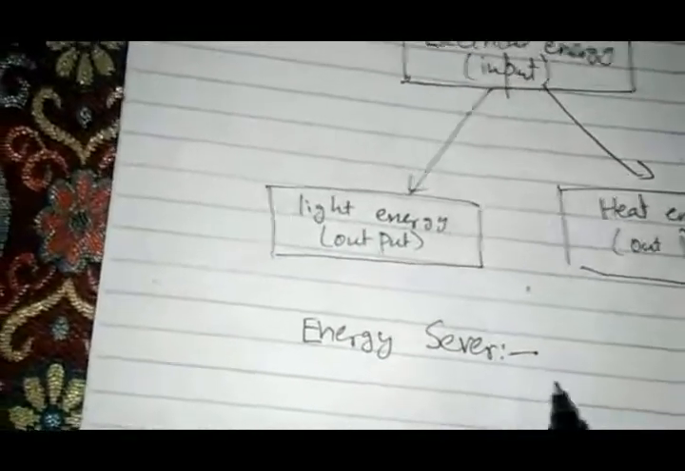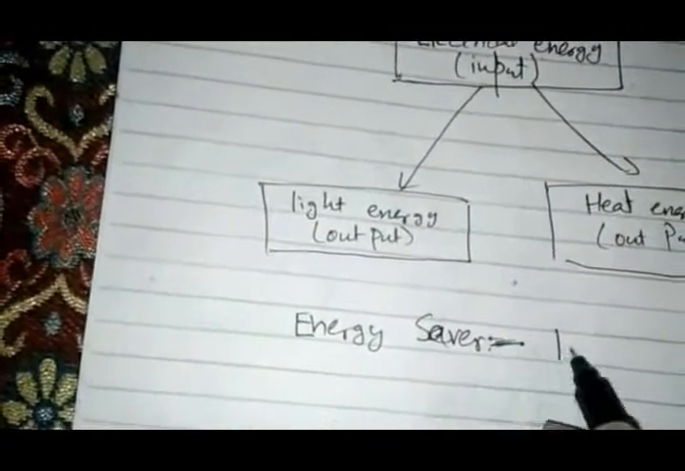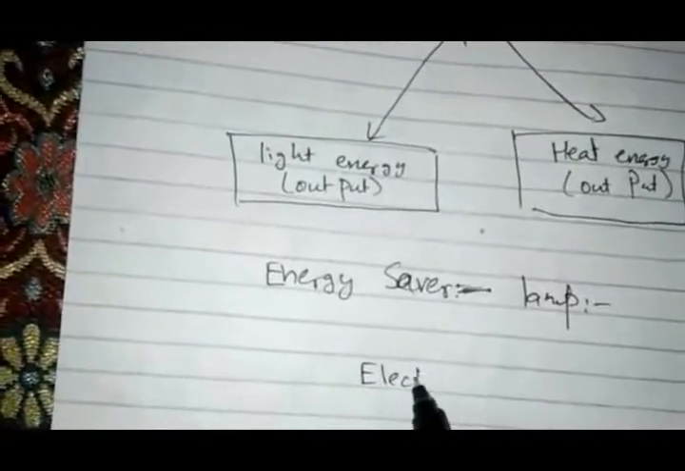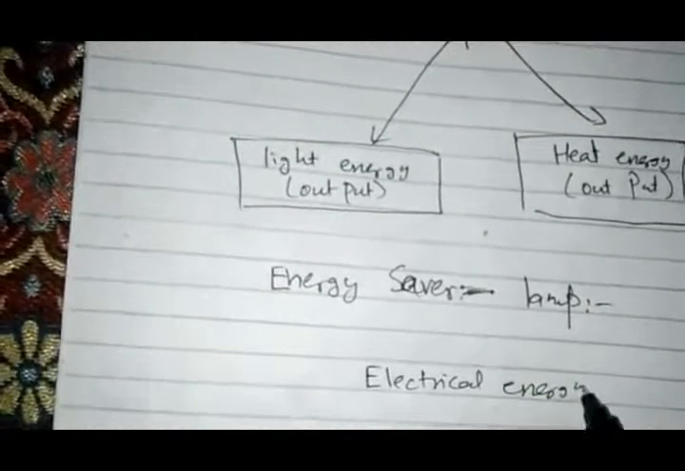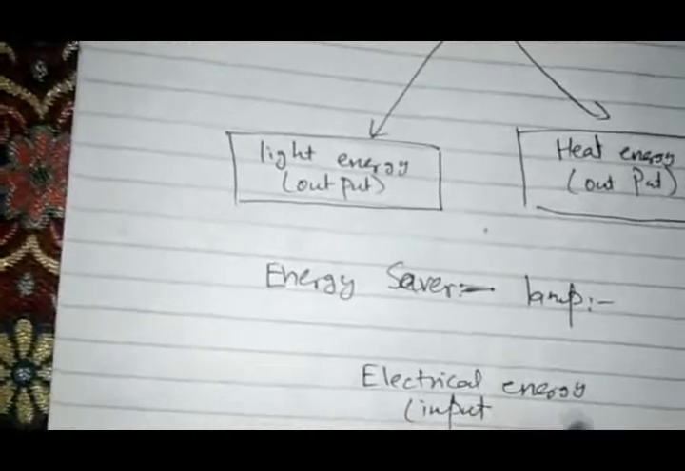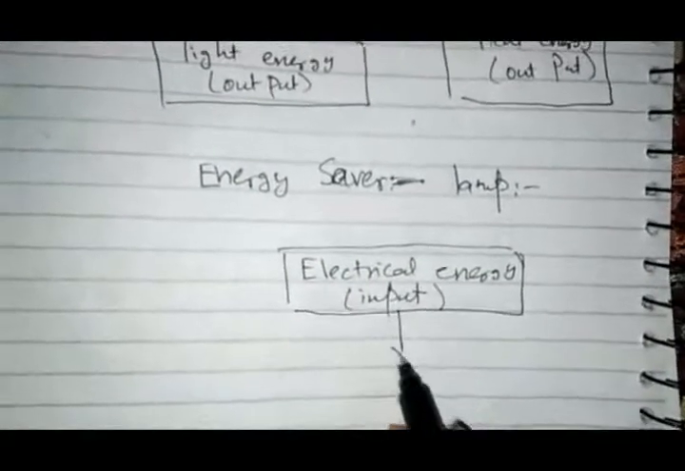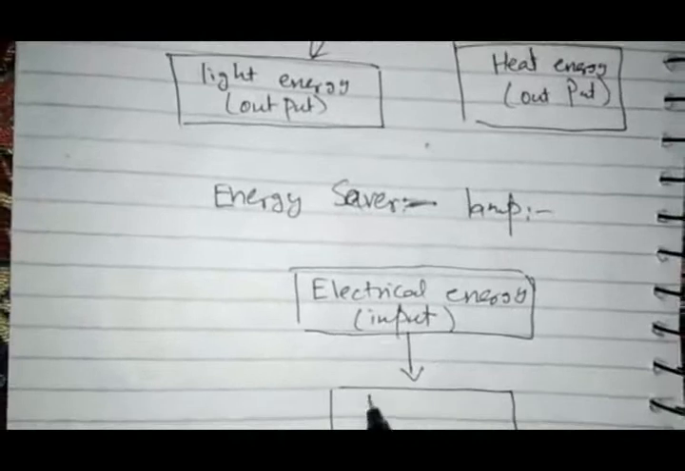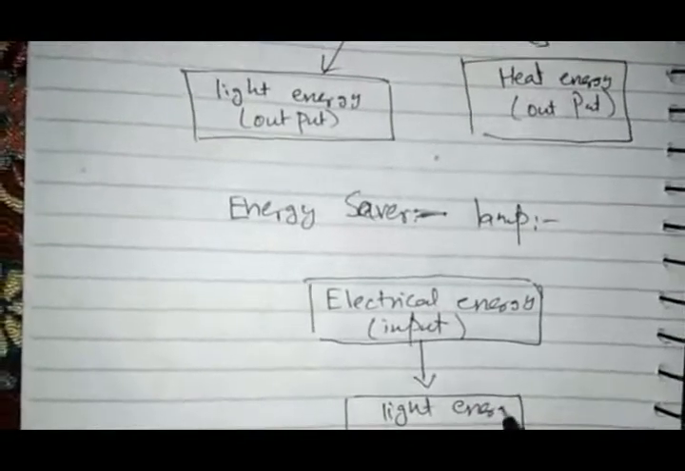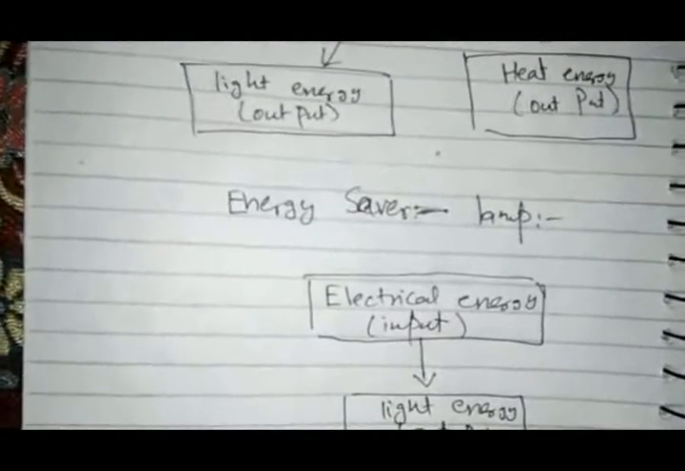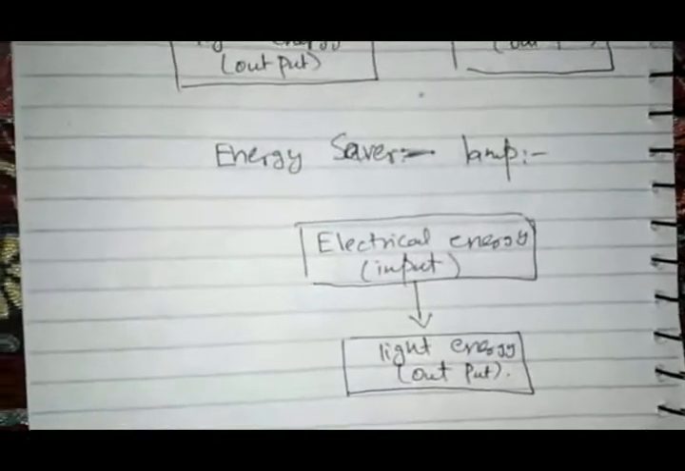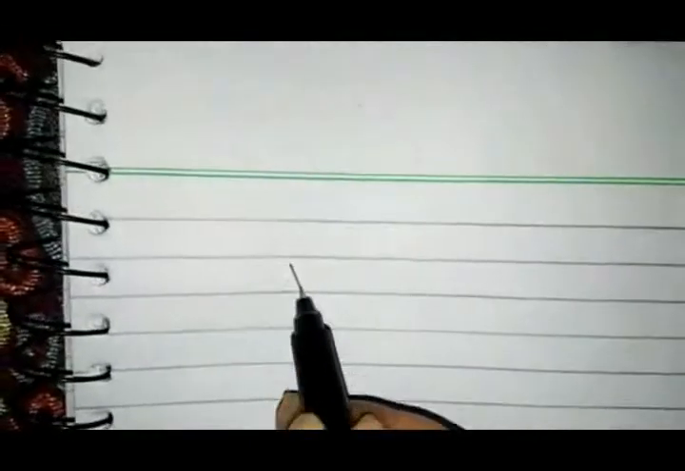Students, next we have energy saver lamp. Energy saver lamp has electrical energy as input, just like electrical lamp. It converts the electrical energy into light energy only. There is no heat energy. This is flow diagram of energy saver lamp. Next we have flow diagram of vehicle.